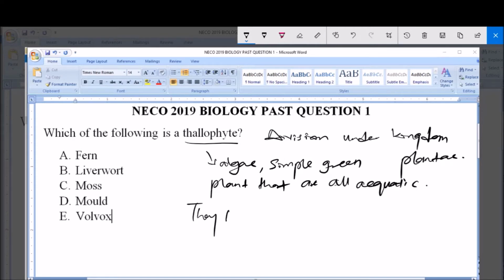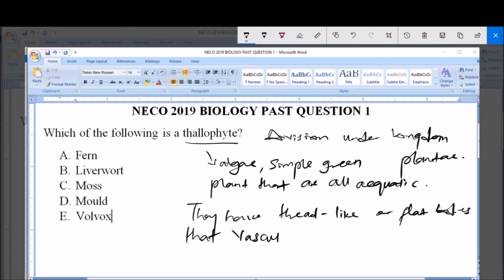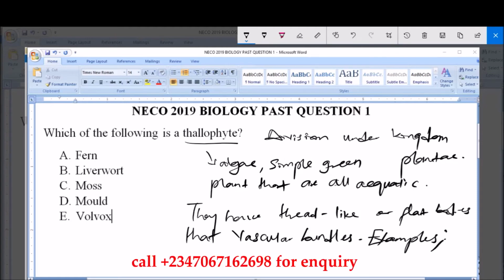They usually have thread-like, or you call it filamentous, or flat bodies. These plants lack vascular bundles. So that means the thallophytes do not have stem. They do not have roots. They lack vascular bundles.